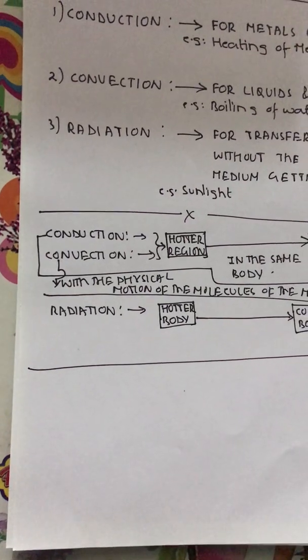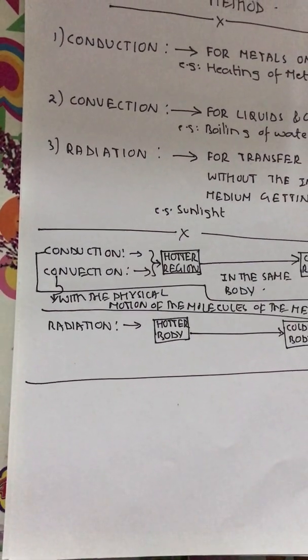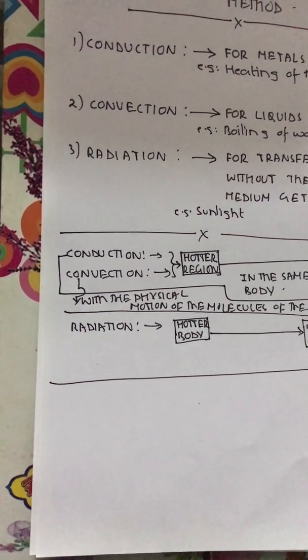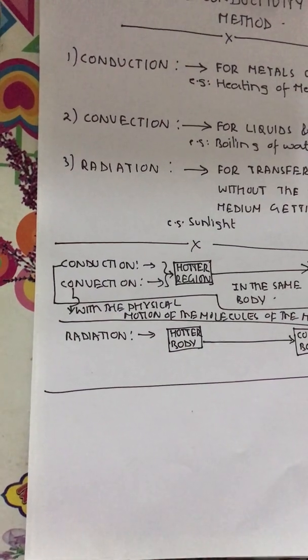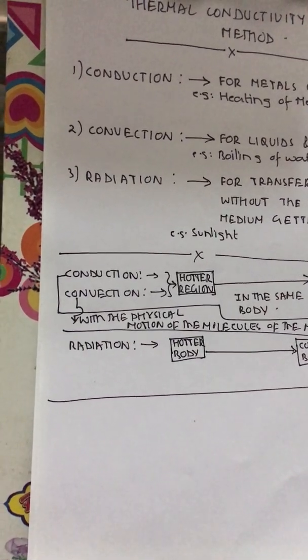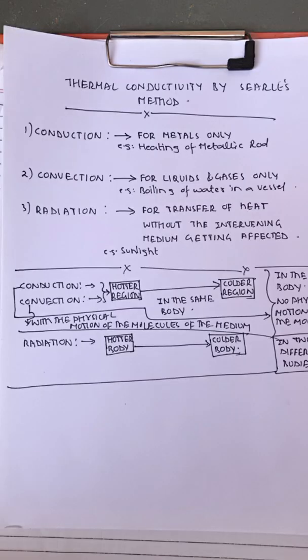So let us now quickly point out the differences between the three processes of transfer of heat, which are conduction, convection and radiation. That will become one part of the question, which is: distinguish between conduction, convection and radiation. The question could also be: give points of difference between them, or define conduction, define convection, or define radiation. So all these are different types of questions that you may come across in this topic of processes of transfer of heat.